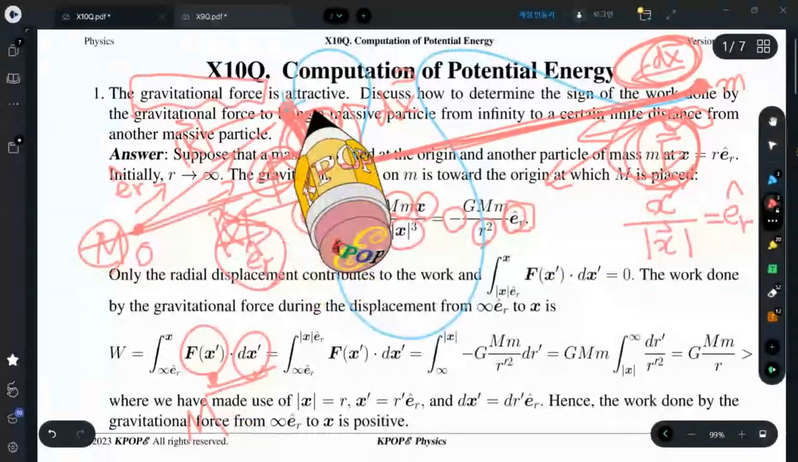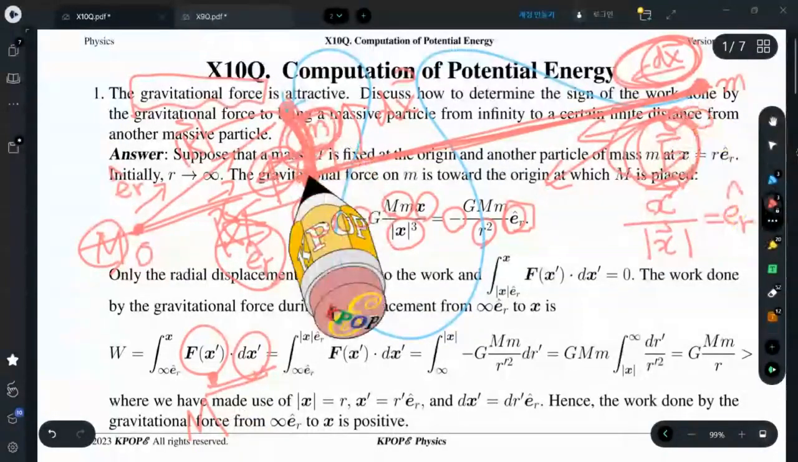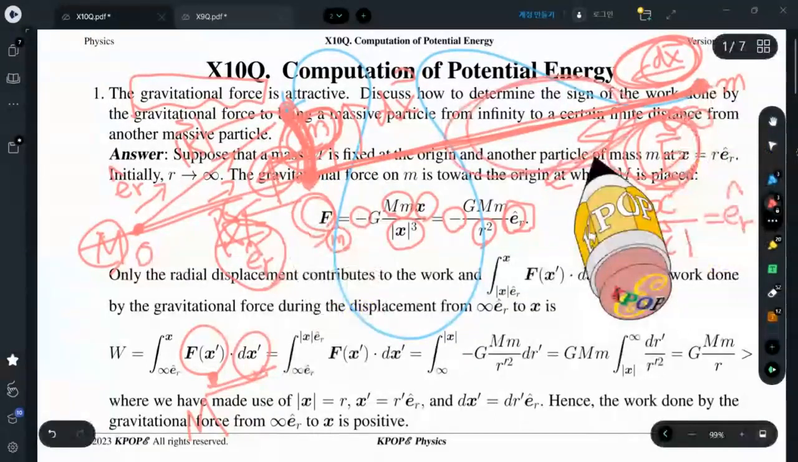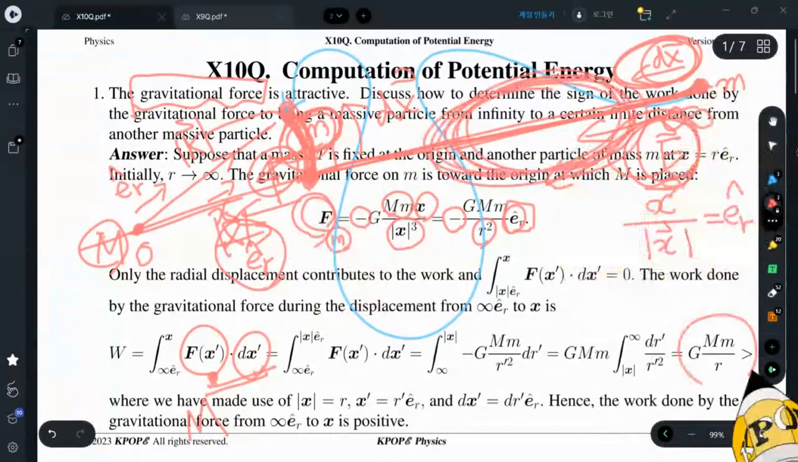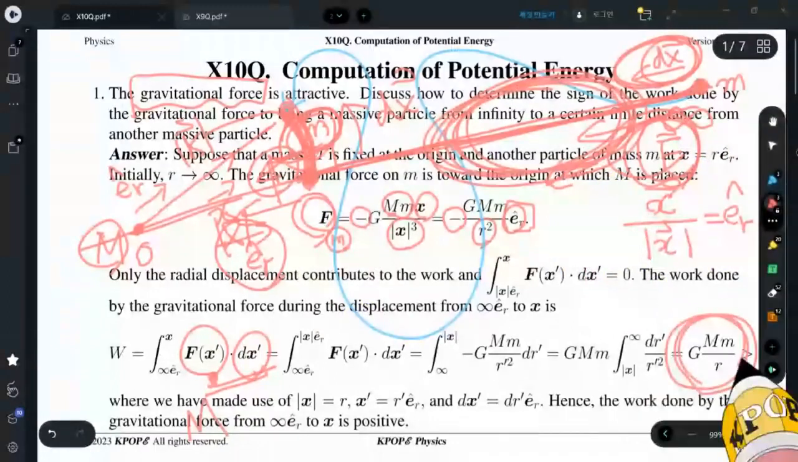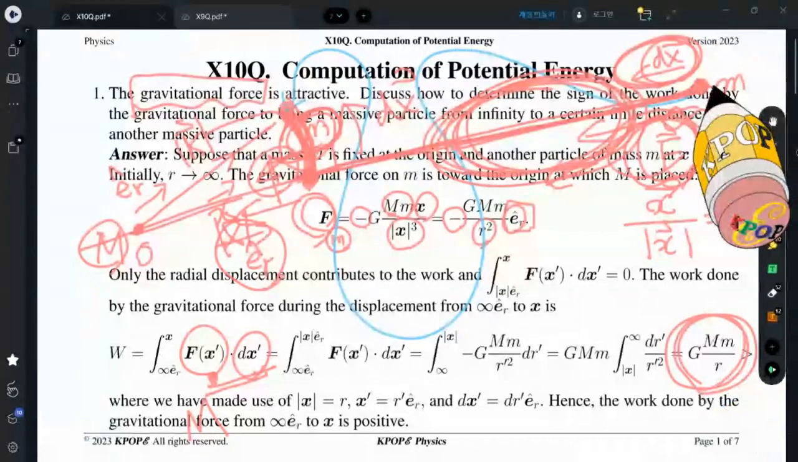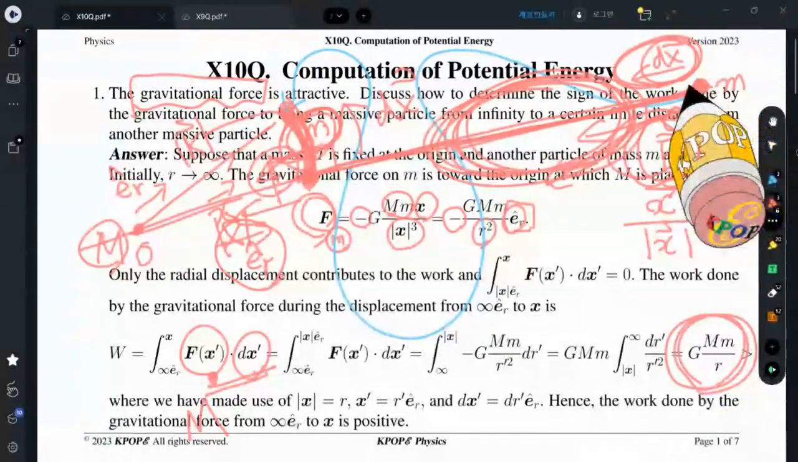Only the radial direction, opposite toward the center, is working. So the work is positive. Gravitational force does positive work.